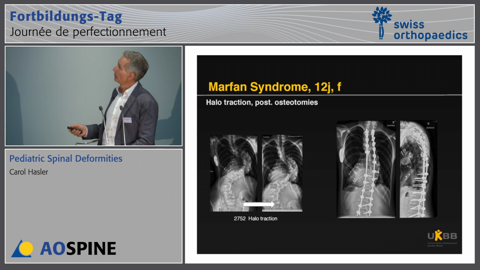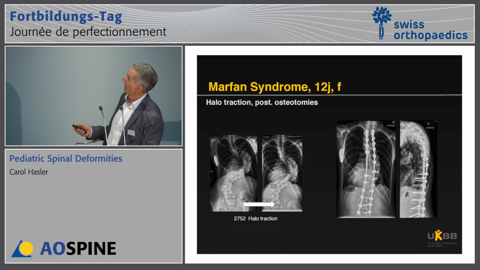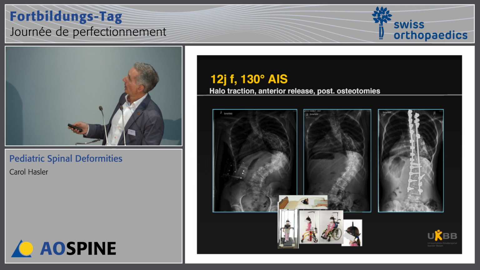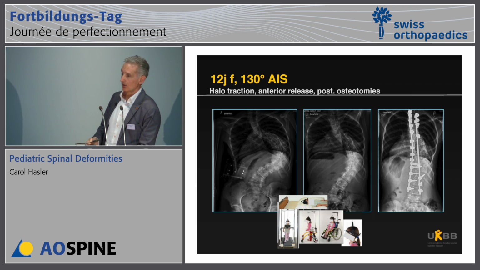If there is a more rigid deformity, like in this young girl with Marfan syndrome, you need to add posterior osteotomies to correct the spine, or you need to include preoperative halo traction, or if you even have more deformity, like this girl with a 130-degree adolescent idiopathic scoliosis. And this is not a picture from Africa, it's from Switzerland, 2015. If it comes to a rigid deformity like that, you need to include halo traction, you need to go anteriorly to release the discs and the ligaments, you need to include osteotomies before you can correct the spine.